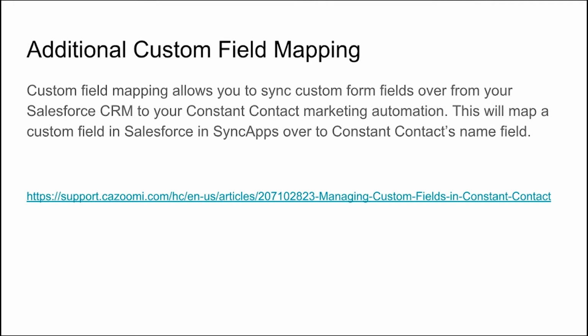So if you have additional custom field mapping, we have a feature wherein we allow you to sync custom fields over from your Salesforce CRM to your Constant Contact marketing automation. With this feature, SyncApps will automatically map the custom field that you have set in Salesforce, so we will sync that over to Constant Contact's name field. For more information, you can visit the link on this presentation, which we'll also share in the chat box for you.